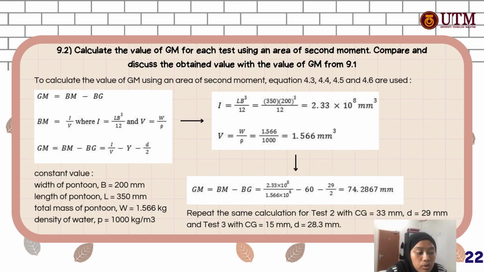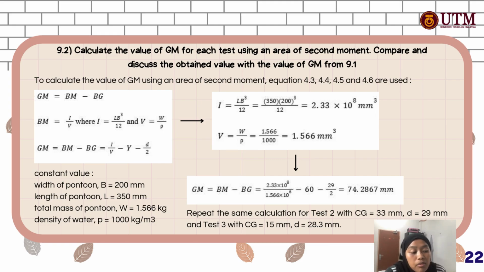So for the discussion 9.2, we need to calculate the value of GM for each test using an area of segment equation. We also need to compare and discuss the value obtained with the GM from 9.1. So the first thing that we need to do is to use equations 4.3, 4.4, 4.5, and 4.6 as shown in this slide. We have some constant values: B, width of puntun, 200 millimeters, L, length of puntun, 350 millimeters, capital W, which is 1.56 kilograms, and also density of water, which is 1000 kg per meter cubed. So we just need to insert the values in the equations.